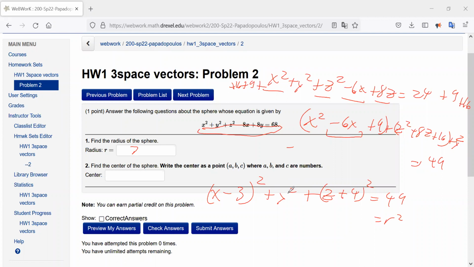And what is our center? Well, we have x minus x naught. So that means the x value is going to be 3. The y value is going to be 0 because y minus y naught, just y squared is the same thing as y minus 0 squared. And then the z plus 4 is going to be negative 4. So that gives you the sphere here.